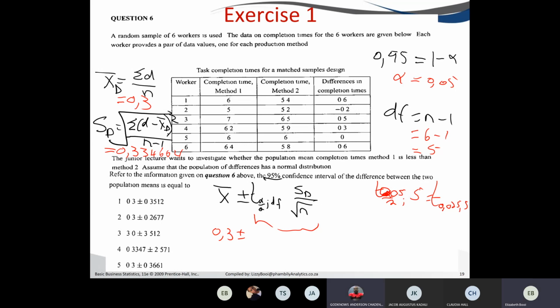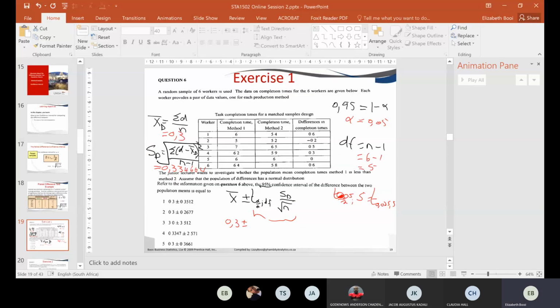Were you able to calculate the margin of error? Okay, and which option? What was the critical value? Let's start with the critical value. What did you find as a critical value? So it means you went to the T table. Let's go there together.